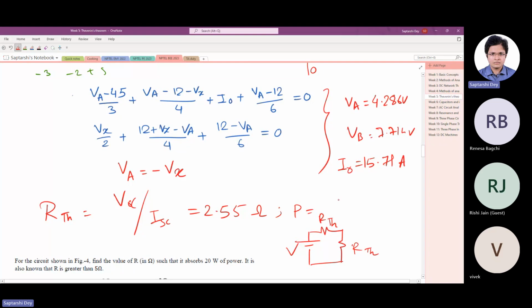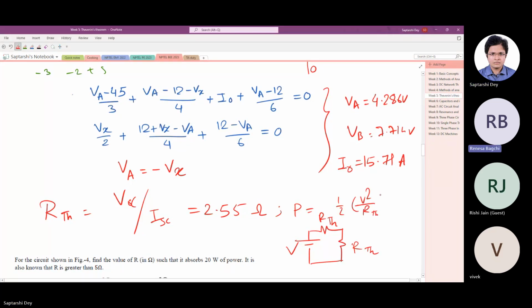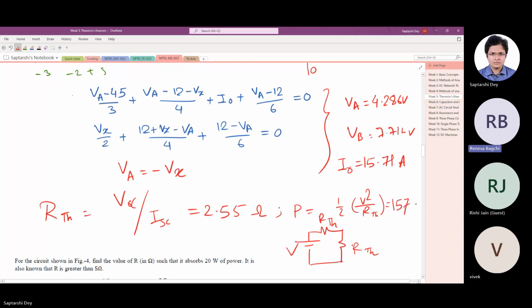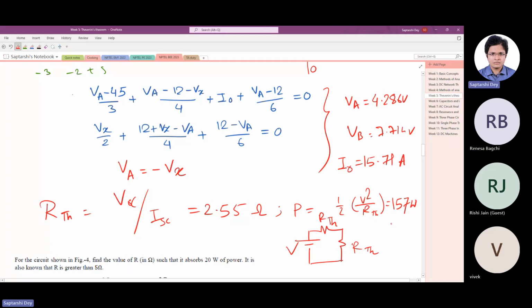So the power will be simply half. Yes, and it will be VTH squared by 4 RTH. Then it will be coming 157.17. Yes.